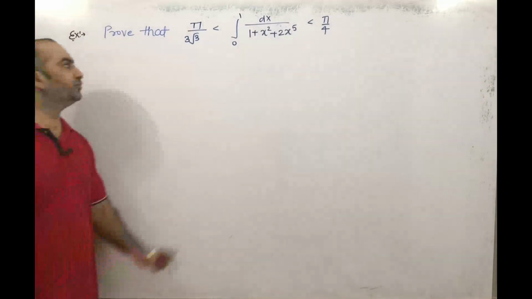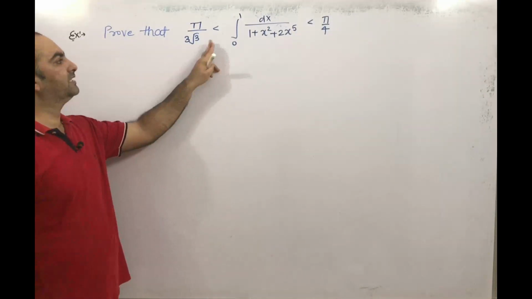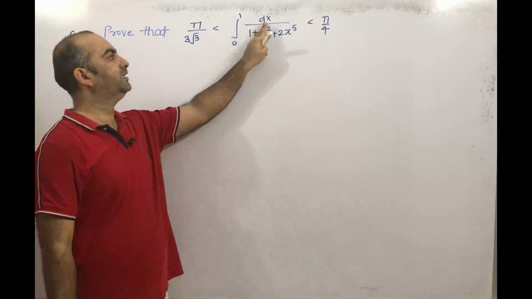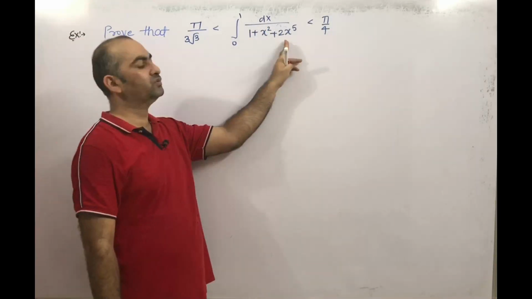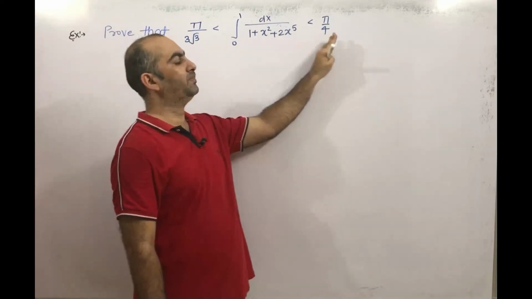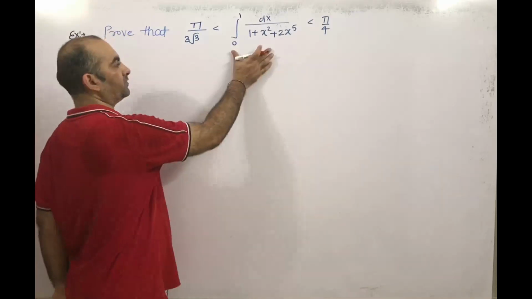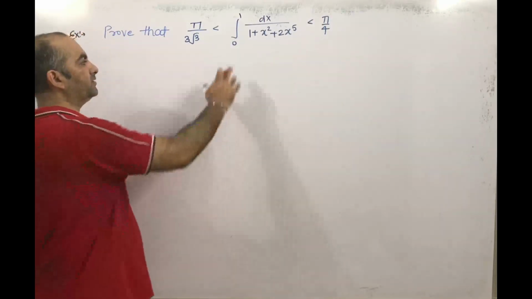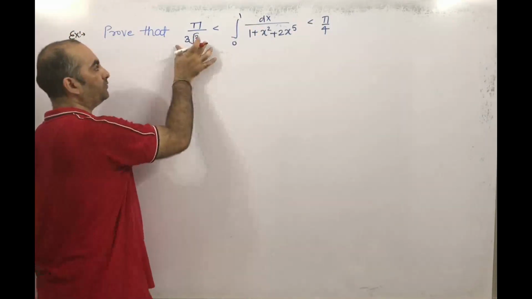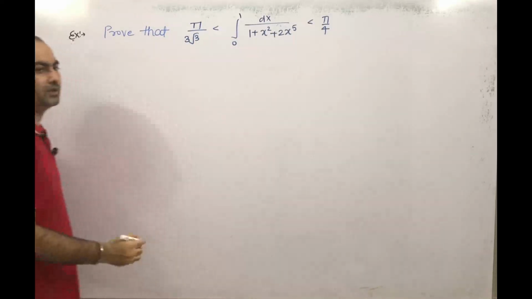Next we are discussing: prove that π/(3√3) is less than the integration from 0 to 1 of dx divided by 1 plus x² plus 2x⁵, which is less than π/4. So this problem we have to solve. You can see here the limit is 0 to 1 and on both sides we have π. Then what will you do? Now, solution.